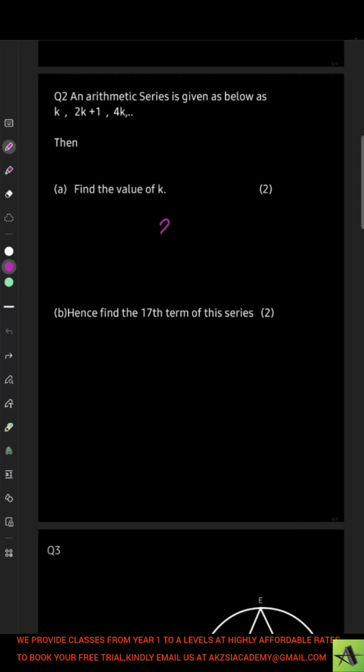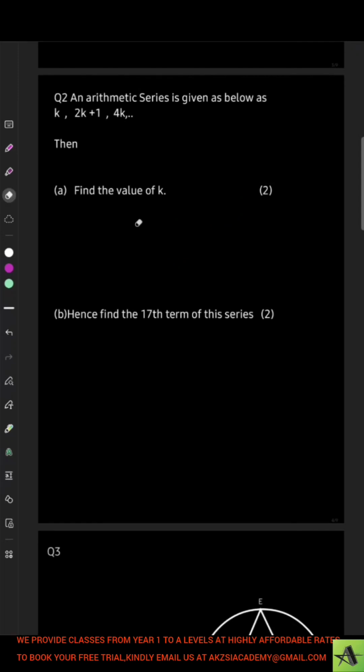Let me take an example: 2, 4, 6. You are adding 2 every time to get the next term. That means the difference between 4 and 2 is 2, and the difference between 6 and 4 is 2. So the same thing I can apply here to get the answer. That means their differences should be equal.